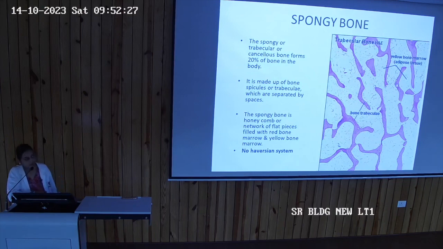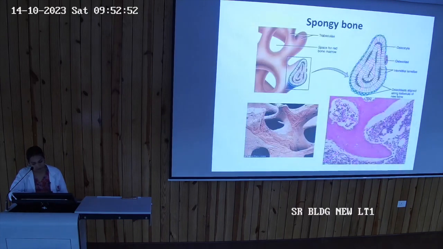There is no Haversian system, no circular arrangement, no Haversian canal, no Volkmann's canal. So ये आ जाए एग्जाम में तो ज़्यादा easy है. So the spongy bone or trabecular or cancellous bone is 20% of the bone in the body. It is made up of bony spicules. Spongy bone is honeycomb in appearance. They have network of flat pieces filled with the red bone marrow and the yellow bone marrow. The key differentiating feature, it has no Haversian system.